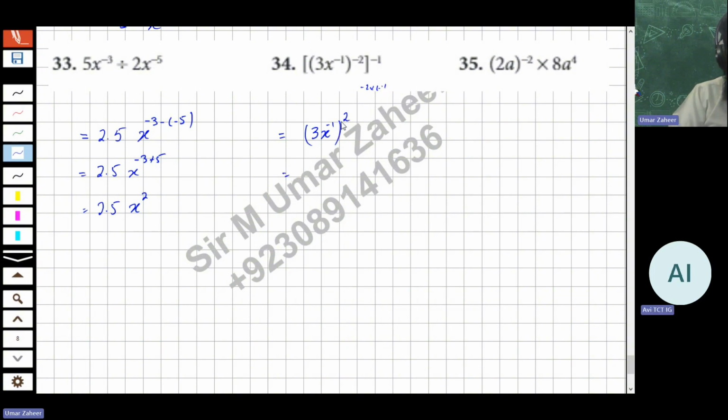Now the square will be applied on each term. So 3 raised to power 2, and x raised to power minus 1 raised to power 2. It will be 9, and the power on the power will be multiplied, so you will get x raised to power minus 2. And I told you, you have to write your answer in positive indices. So take it into the denominator, and it will be plus 2. You have to write your answer in the positive index.